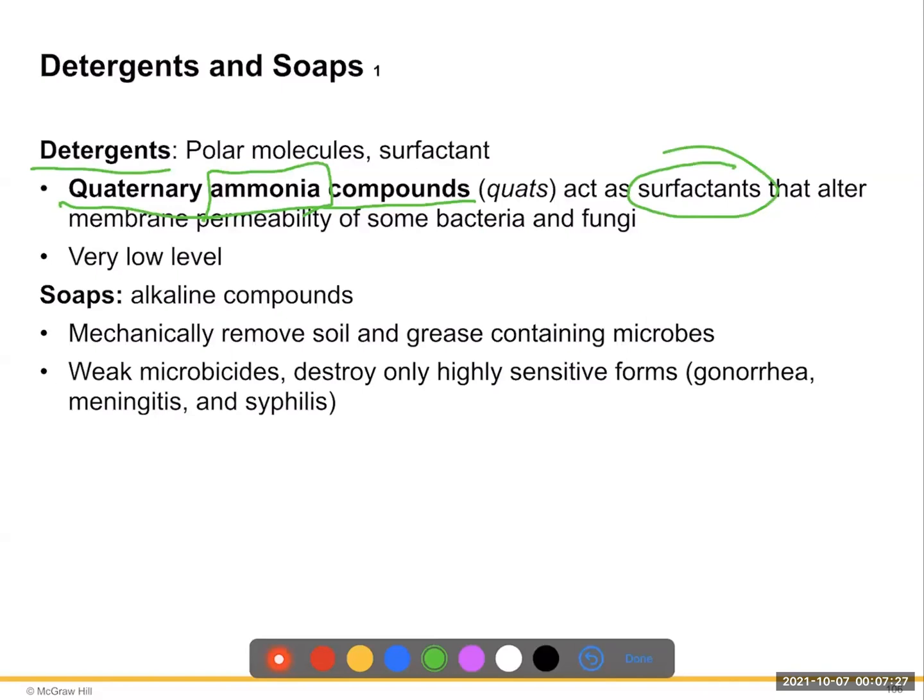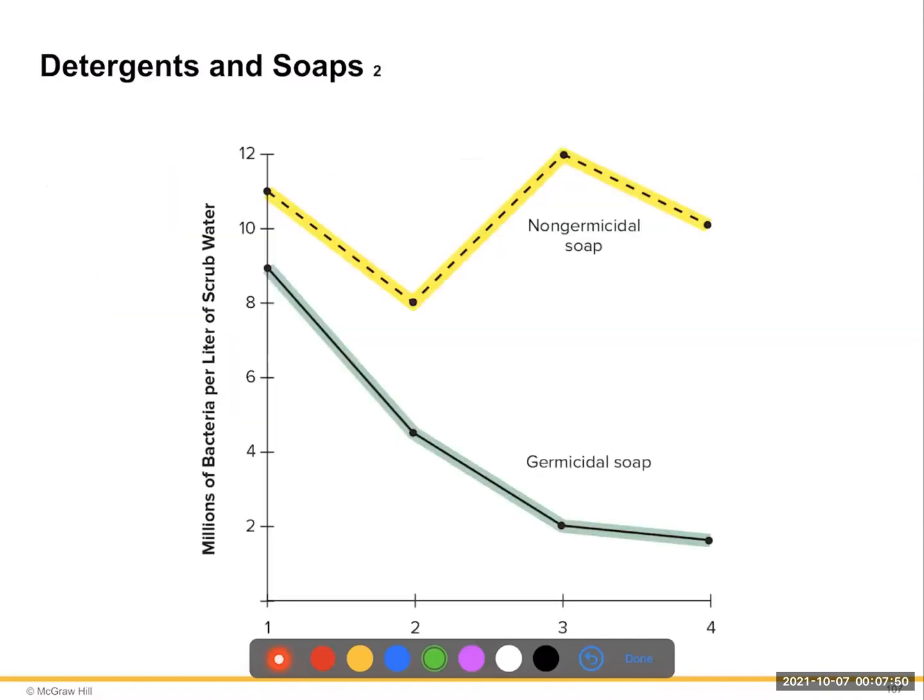It doesn't allow them to collapse. So soaps and alkaline compounds, like with laundry, things like that. Microbicide destroys only highly sensitive forms; gonorrhea, meningitis, and syphilis are examples. So non-germicidal soap, you apply it, you rub it off, the microbe goes down, then it goes back up again because you didn't kill them.